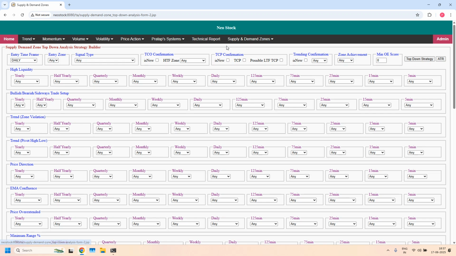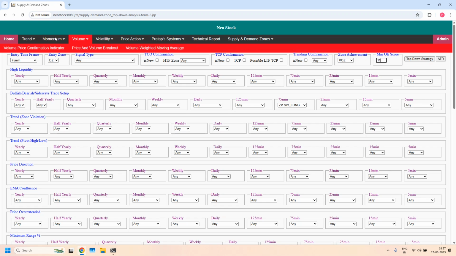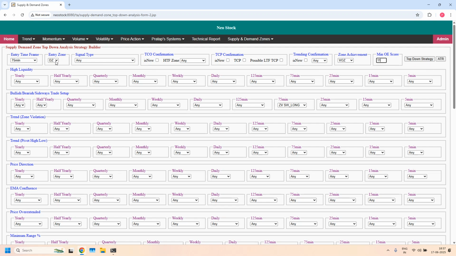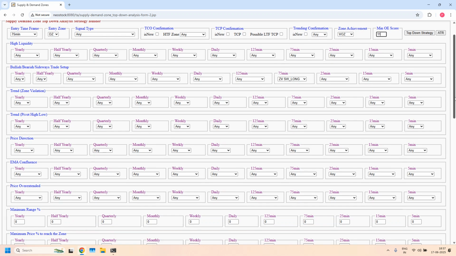Okay, for weekly income trade sideways long trade setup, entry time frame is 75 minutes. Entry zone, demand zone. In bullish or bearish or sideways trade setup at 75 minutes, I am selecting sideways long. Zone achievement should be violated opposing zone. Minimum odd enhancer score should be 11 for sideways. And also adding a third filter. These are the two filters. Apart from that, third filter also we are using. That is our 75 minutes demand zone should not be pierced.